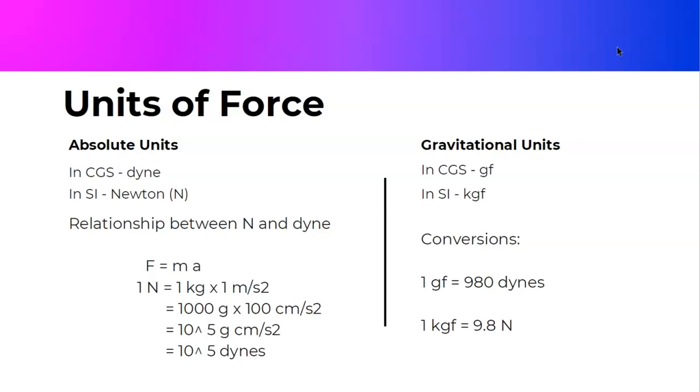Again, force has two kinds of units. There are absolute units and gravitational units. Absolute units are Newton and dyne. Gravitational units are kgf and gf, that is kilogram force and gram force. Also remember all the relationships that are given here. 1 Newton is equal to 10 raised to 5 dyne. 1 gram force is 980 dyne. 1 kilogram force is 9.8 Newton.